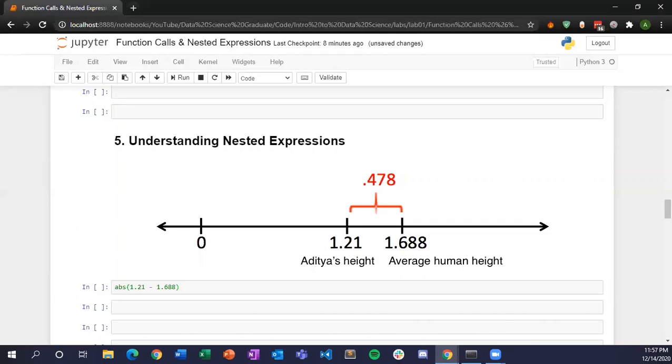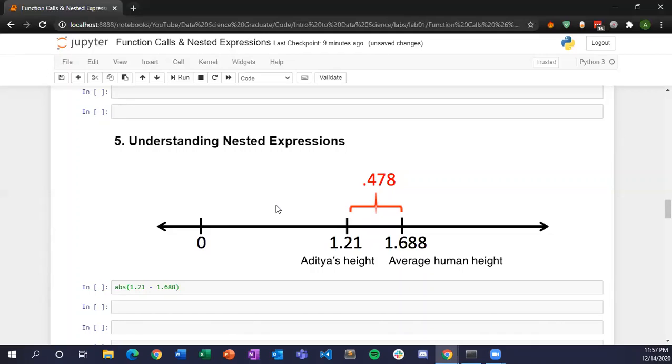Nested expressions can turn into complicated looking code. However, the way in which complicated expressions break down is very regular. Suppose we are interested in heights that are very unusual. We'll say that a height is unusual to the extent that it's far away on the number line from the average human height. An estimate of the average human height is about 1.688 meters.